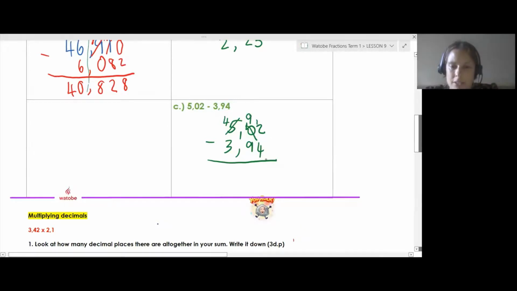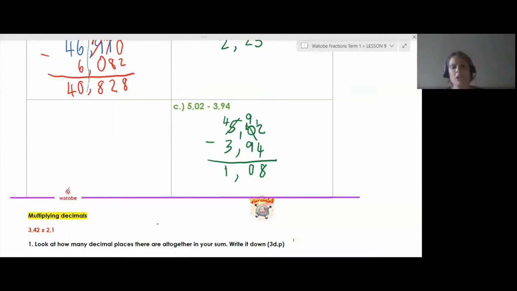Then I said 12 minus 4, ma'am, equals 8. Good. Then I said 9 minus 9 equals 0. Good. And 4 minus 3 equals 1. Excellent. And the answer, ma'am, is 1,08. Brilliant. 1,08. That is fabulous. Good job. And that was a difficult one with the borrowing. So guys, well done if you got that one right. That was a tricky one. I gave you a tricky one on purpose, the borrowing one, so we can practice borrowing.